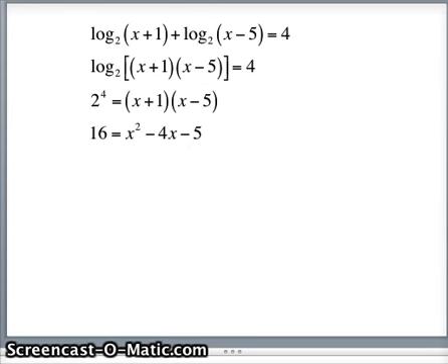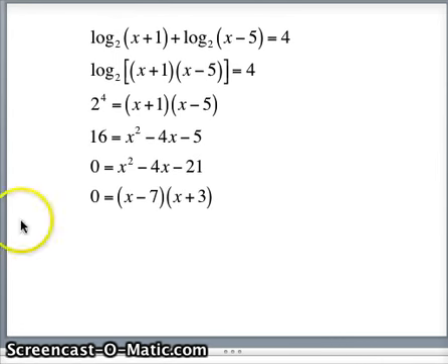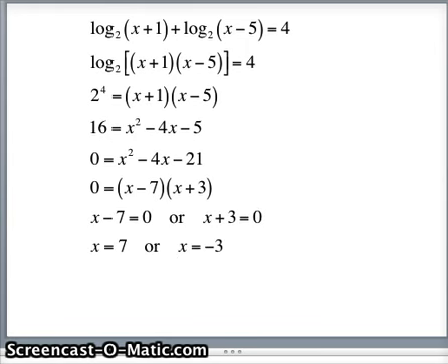Subtracting 16 from both sides now, what are we going to get? 0 is x squared minus 4x minus 21. Factoring this, (x - 7) times (x + 3). So x minus 7 is 0, or x plus 3 is 0. If that's the case, we get x is 7, or x is negative 3.